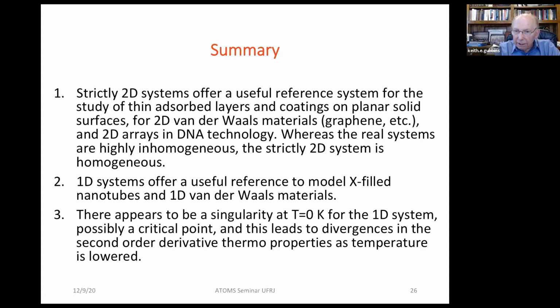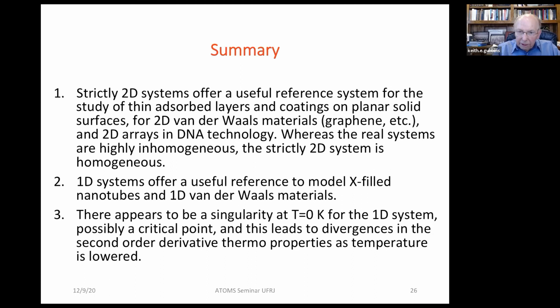So if this is in fact a continuous transition at 0 Kelvin, then just by adjusting the temperature and pressure in a quasi-1D system, you can obtain extremely large specific heats, extremely large compressibilities, and similarly large values of Joule-Thomson coefficients and other second derivative properties. Not all of the second derivative properties diverge as you go to a critical point. There's one or two that don't, but many of them do diverge.